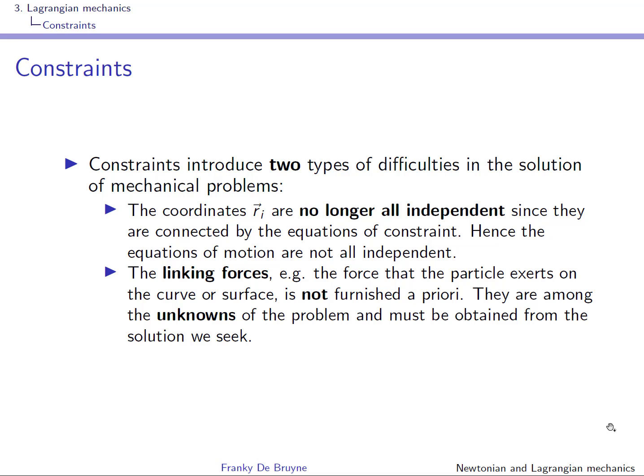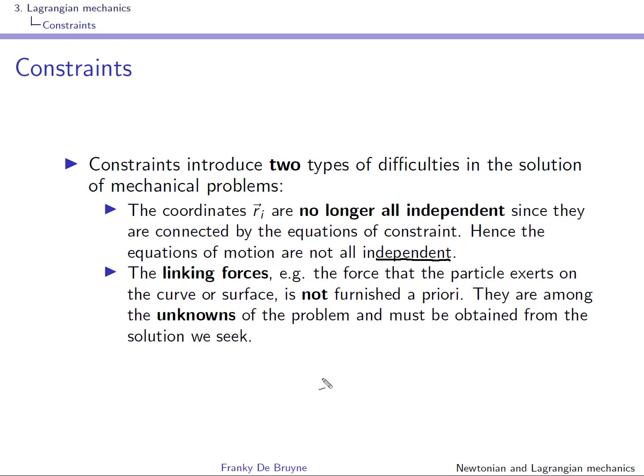Okay, so these constraints introduce 2 types of difficulties. Well, the first difficulty is that the coordinates are no longer independent, and you end up with equations of motion that are not all independent. Right? So remember, in the case of the mass with a pendulum, you ended up with 2 differential equations, but they are coupled, right? Another difficulty is with the linking forces.